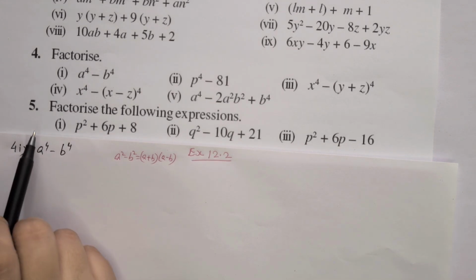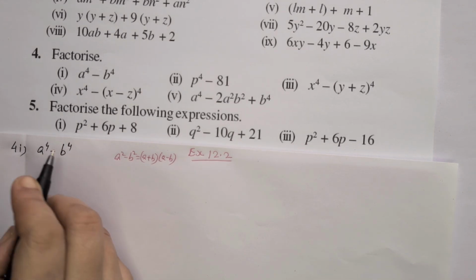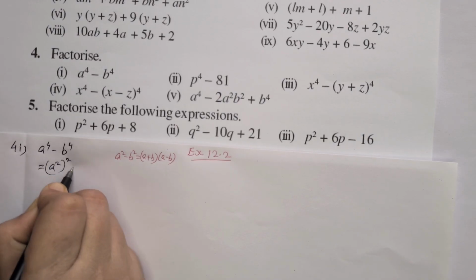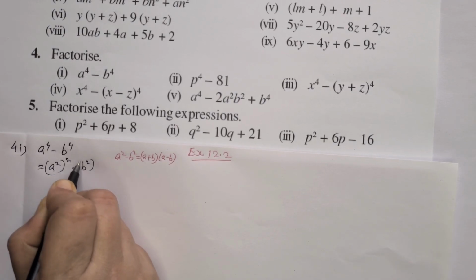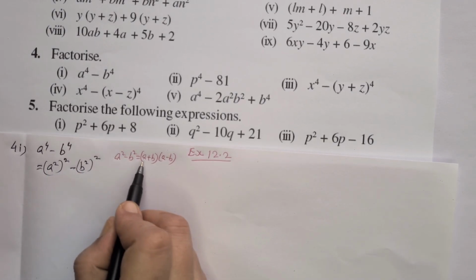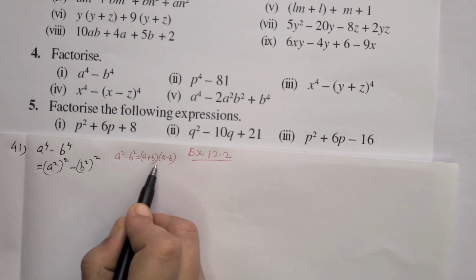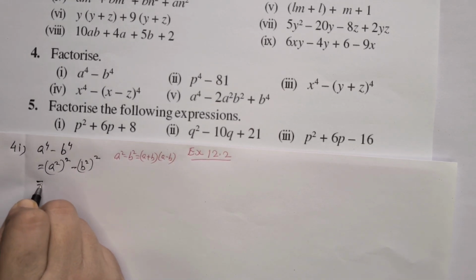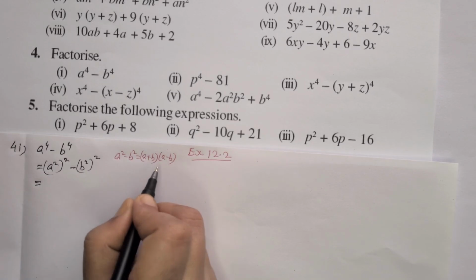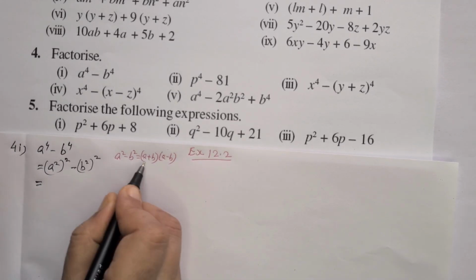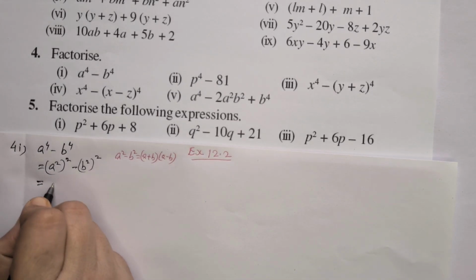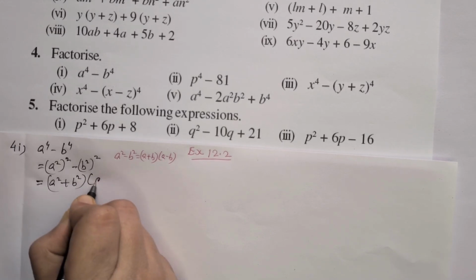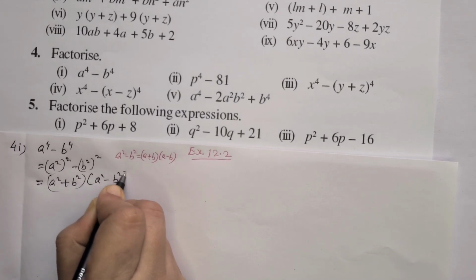Fourth question, factorize a raised to 4 minus b raised to 4. This we can write as a square the whole square minus b square the whole square. Now that is in the form a plus b into a minus b. So we can apply that, which is equal to a plus b into a minus b format. Sum of the terms and difference of the terms. So a square plus b square into a square minus b square.